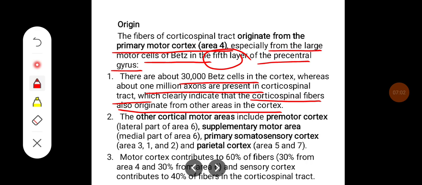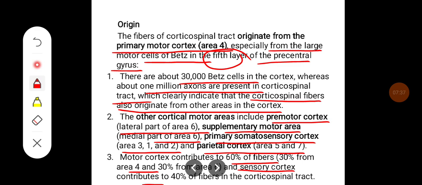The other cortical motor areas include the premotor cortex, that is the lateral part of area 6, the supplementary motor area, that is the medial part of area 6, and the primary somatosensory cortex, that is areas 3, 1, 2, and the parietal cortex, that is areas 5 and 7. Motor cortex contributes about 60% of the fibers, 30% from area 4 and 30% from area 6, and sensory cortex contributes about 40% of the fibers of the corticospinal tract.